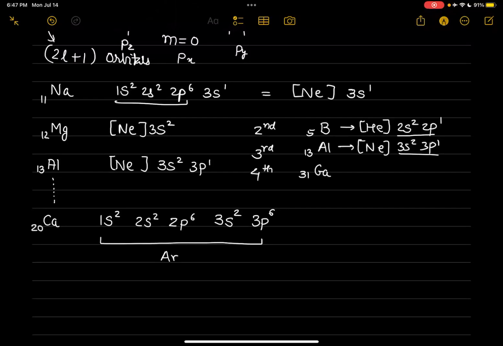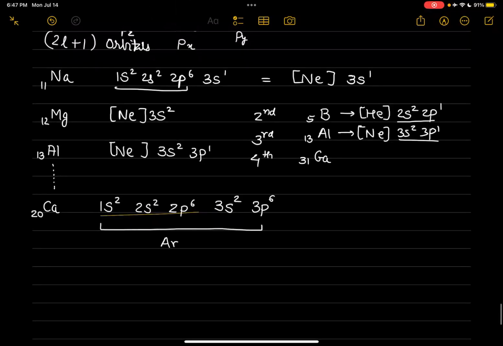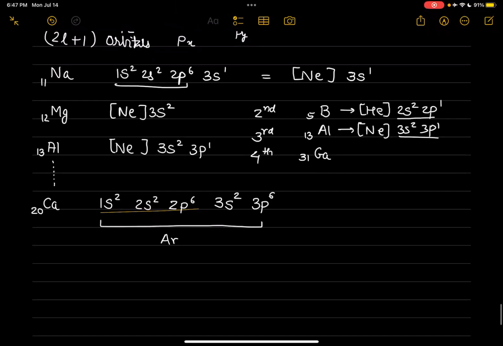Let me tell you a very small trick, very important, and it will make your life very easy. Remember the atomic number, electronic configuration of each noble gas and their period. They are like their landmarks. Let me repeat: remember the atomic numbers and the periods of all the noble gases.